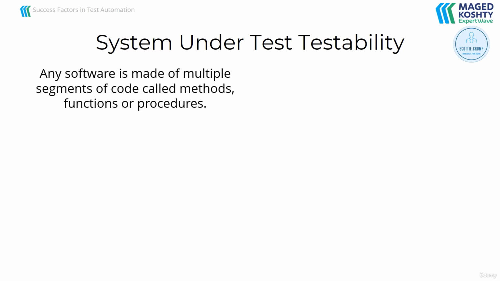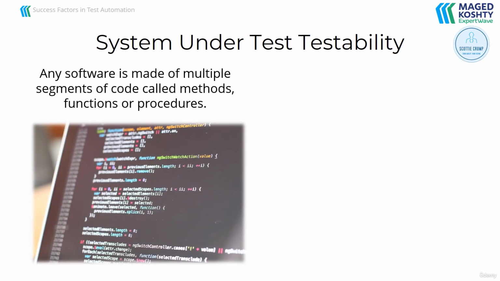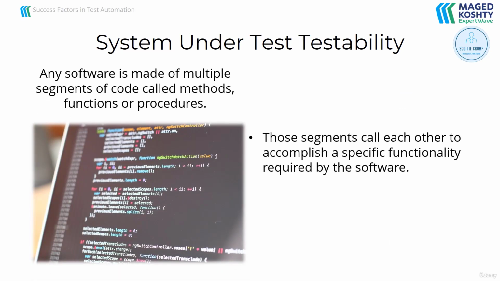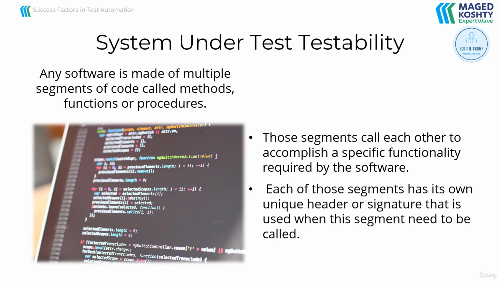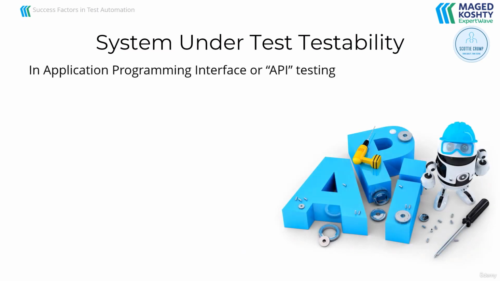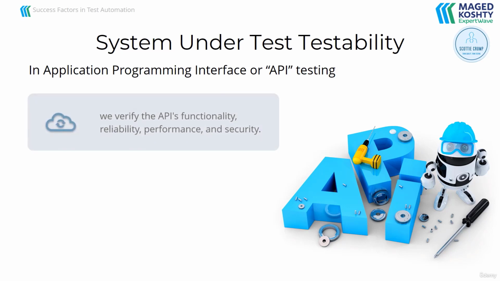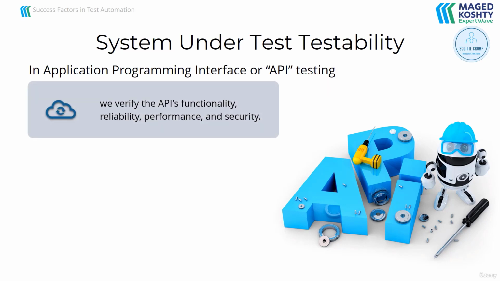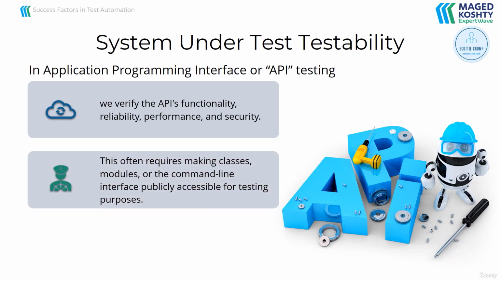Any software is made up of multiple segments of code called methods, functions, or procedures. Those segments call each other to accomplish a specific functionality required by the software. Each of those segments has its own unique header or signature that is used when the segment needs to be called. In application programming interface or API testing, we verify the API's functionality, reliability, performance, and security. This often requires making classes, modules, or the command line interface publicly accessible for testing purposes.